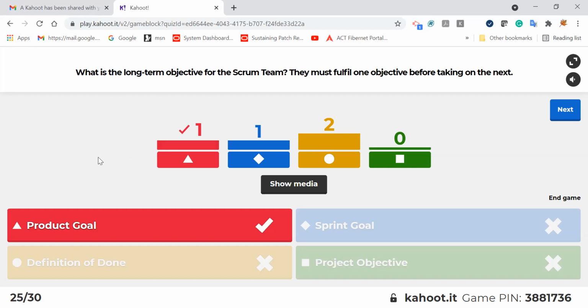Yeah, it mentioned that they must fulfill one objective before taking on the next. I thought it's the next sprint, like that. Oh, okay, okay. That's the reason I'm reading it again. I know certain questions would confuse people, right? So the keyword I'm stressing is long-term objective. Yeah, I got it now.